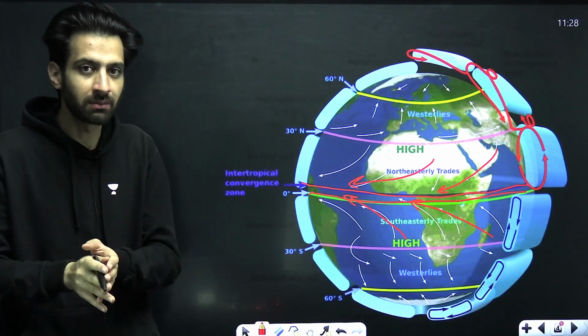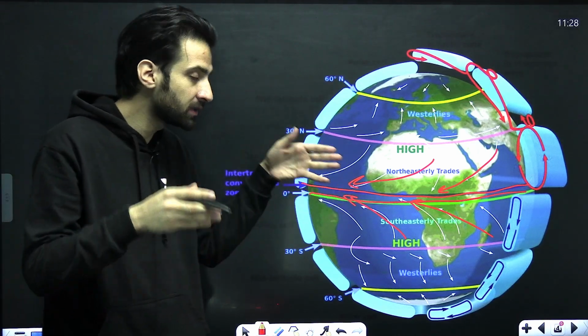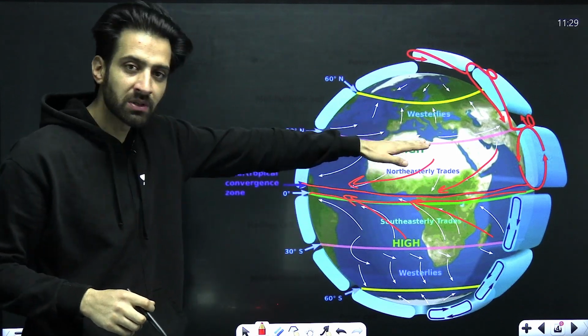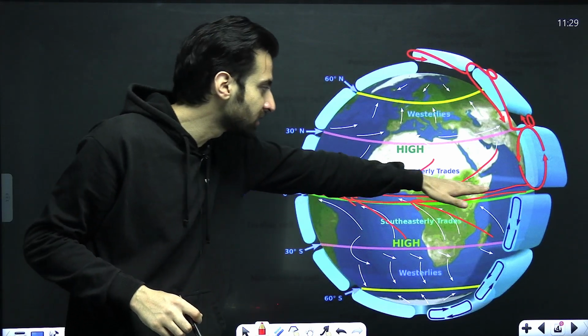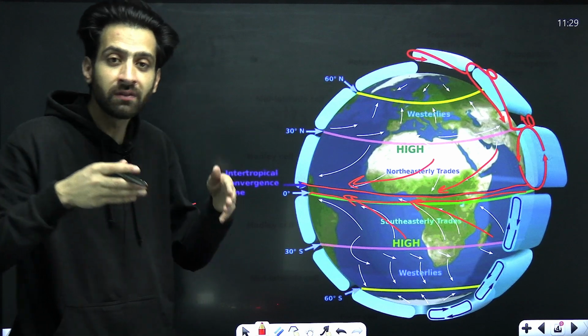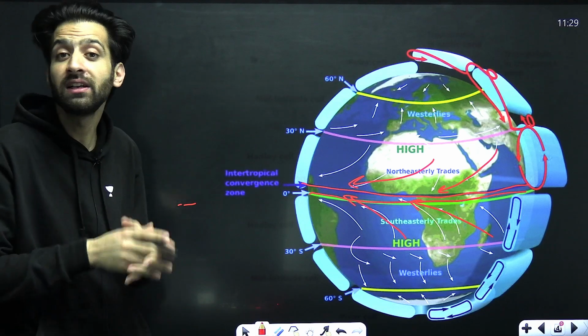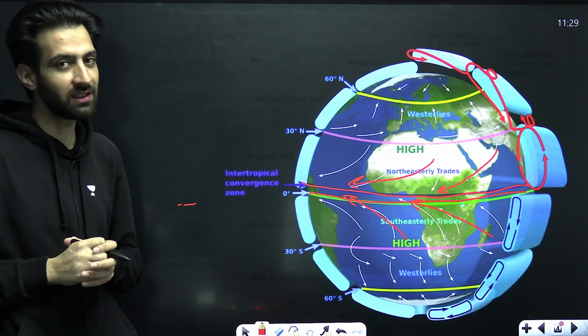So the first statement, that ITCZ is a region where the trade winds from both the hemispheres will come, that is true, because you can see this is the northern hemisphere and this is the southern hemisphere. And as soon as the pressure in this region falls, the trade winds will start to come towards this and they will converge near ITCZ. This is the first statement. So our first statement is correct.